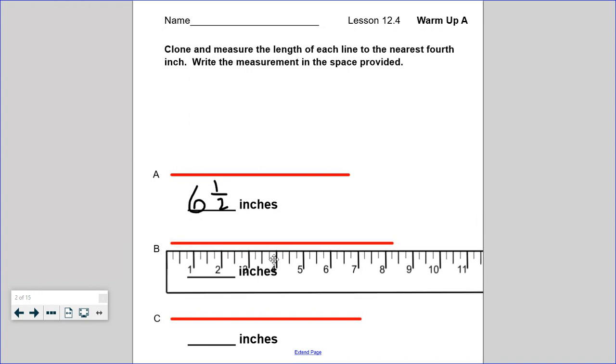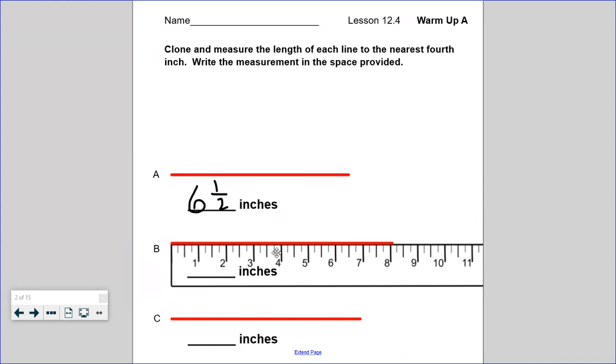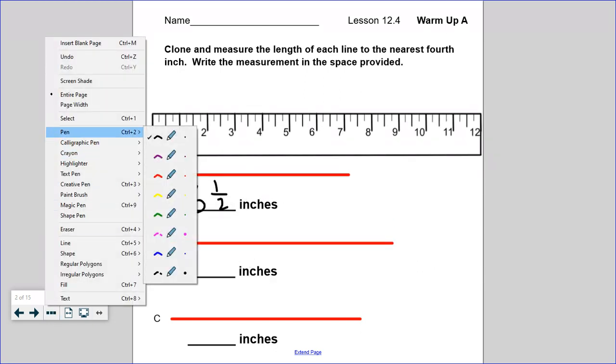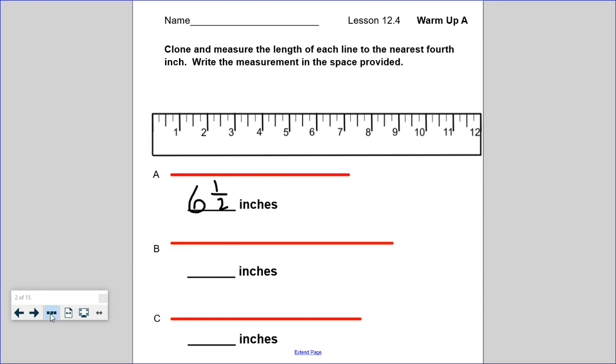Take my ruler again. I'm going to line up my 0 with the end of the line. This one, it's kind of right in between two spots. So we're going to measure to whichever one it's closest to. 1, 2, 3, 4, 5, 6, 7, 8 full inches. And it's kind of between 8 and 8 1/4. Now, to me, it looks like it's a little closer to 8. So I'm going to say, let me remove this out of the way. I'm going to say that this line is, one moment, sorry about that, is 8 inches long.